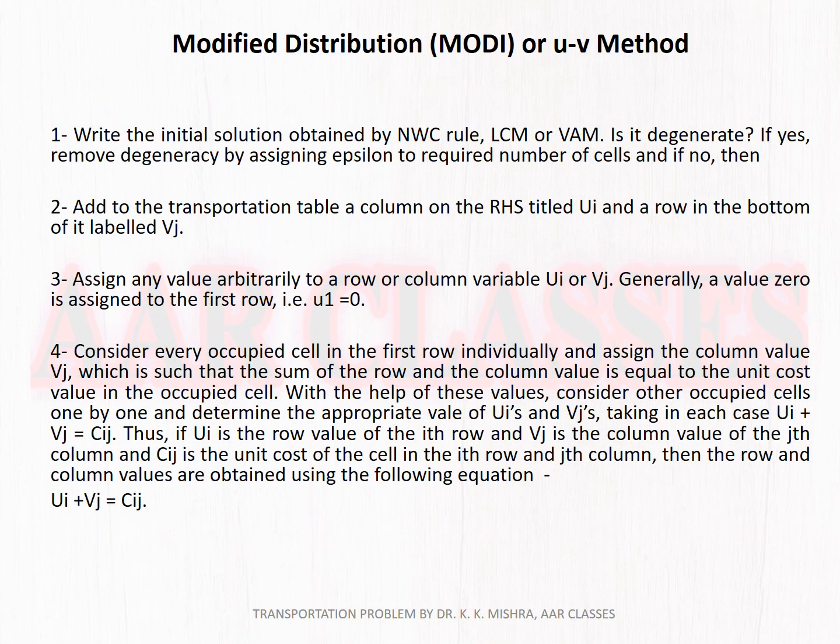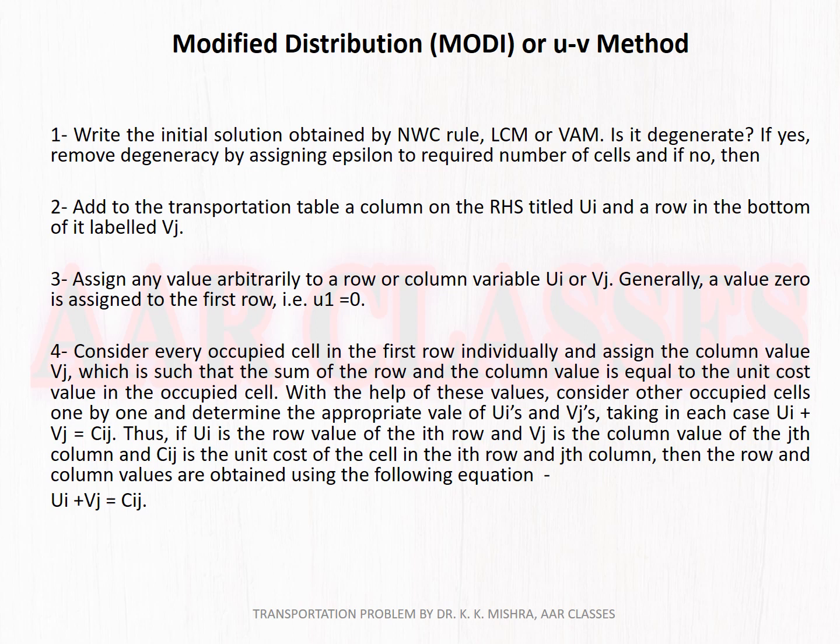Now come to modified distribution method, also termed as the UV method. First, write the initial solution obtained by NWC, LCM or VAM. Check if it is degenerate. If yes, remove degeneracy as discussed earlier by assigning epsilon to the required number of cells. Not only one, to the required number of cells, it could be even more than one. If no, then second, add to the transportation table a column on the RHS titled Ui and a row at the bottom of it labeled as Vj.